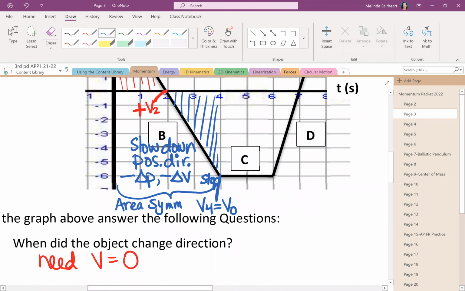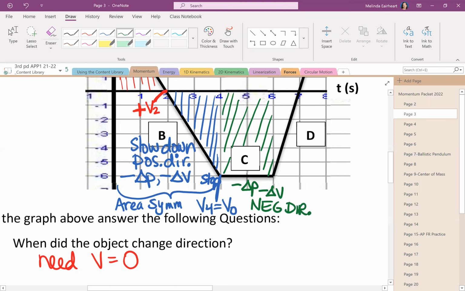Do we guarantee turnaround? You might remember my drive-through example, right? You come to a stop to get your food in the drive-through, but hopefully you don't change direction. Okay, I don't want to be behind your car if that's the case. So how do we know if we change direction? Look at the future. What does the future tell us? 4 to 6. So we know we start at 4 seconds at a stop. We have a negative change in momentum, a negative change in velocity. What direction are we going now? Negative. So C is the negative direction.